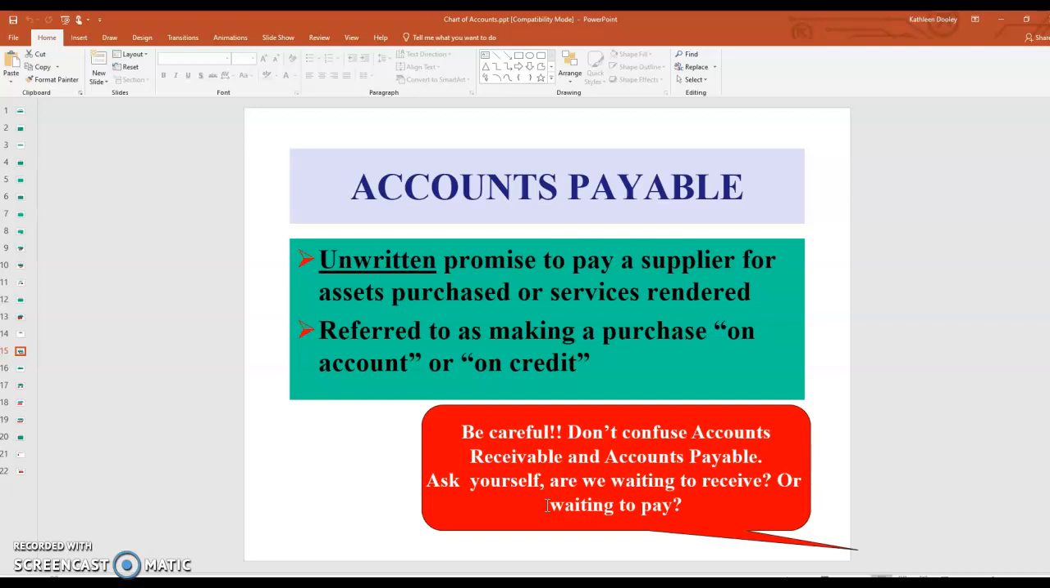Accounts payable means we owe it out to creditors outside of the company. We owe it out. We're going to have to pay it in the future. So accounts payable is a liability because today we owe it out. In the future, we will have to pay it.